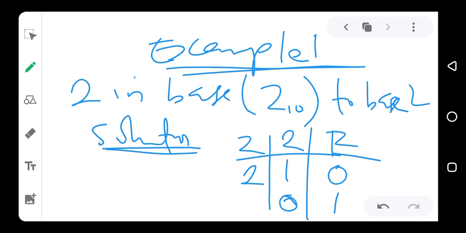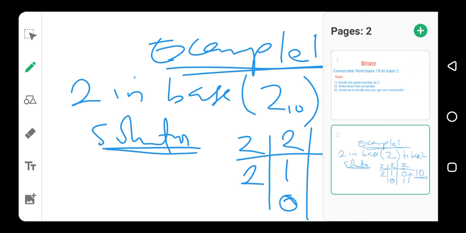So the final answer now is, we count these numbers. We start from down and then we move up. So we start from this 1, then we go to 0. So it becomes 1, 0. This is the answer, 1, 0. Now let's look at another example, example 2.